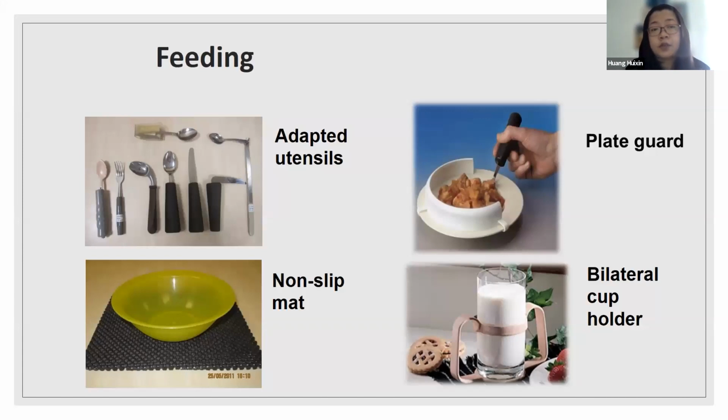And the following are some of the feeding equipment that we look at for patients. Adapted utensils like an enlarged handle for the spoon, or an angled spoon. And we are also looking at whether there is a need for a suction bowl, or just a normal non-slip mat with a bowl to prevent any movement of the plates and bowls. And plate guards to help them with scooping of the food, and also things like a bilateral cup holder, allowing them to use both hands to hold on to the cup instead of using a grip.